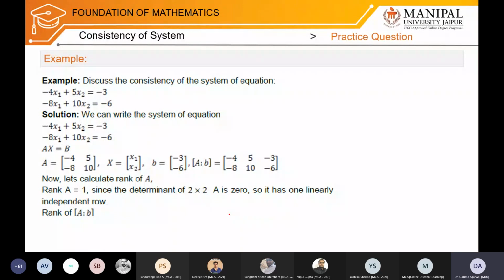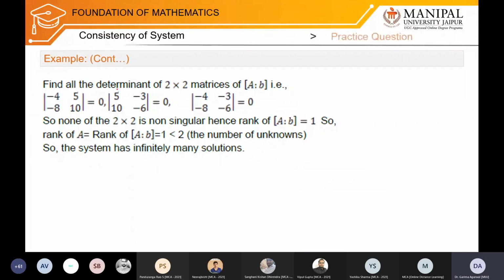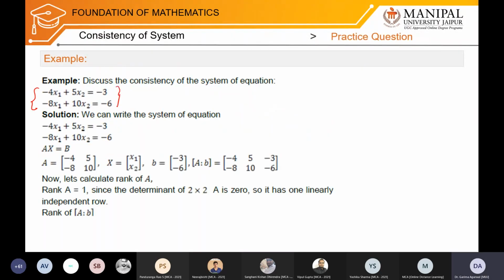Now let's discuss few examples based on these rules of consistency. Here we have two linear equations. So first of all, we write the coefficient matrix A. Just write the coefficients in the same order and in the same sequence. Right, so this is the coefficient matrix.